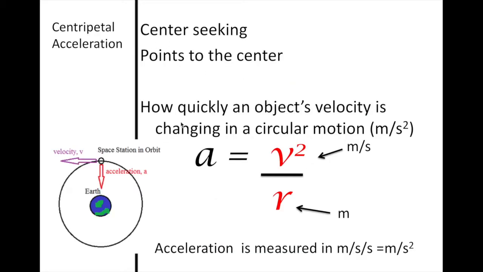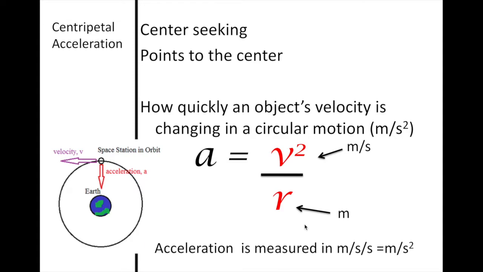Centripetal acceleration is center seeking. It points to the center. It is how quickly an object's velocity is changing in a circular motion. Remember that velocity can change either by changing directions, or by increasing or decreasing. So acceleration is whenever velocity changes, either in direction or in speed. And here we already have a for acceleration equals v squared over r, which we got from F equals ma.